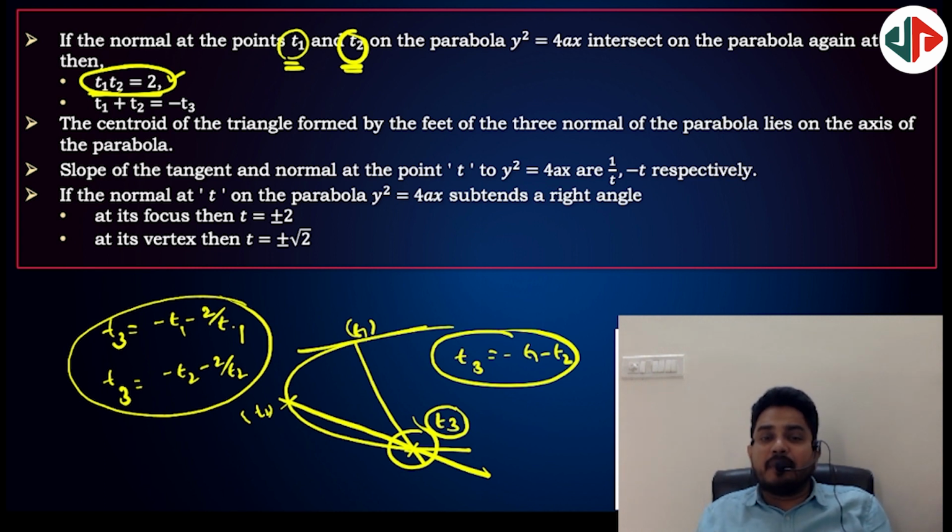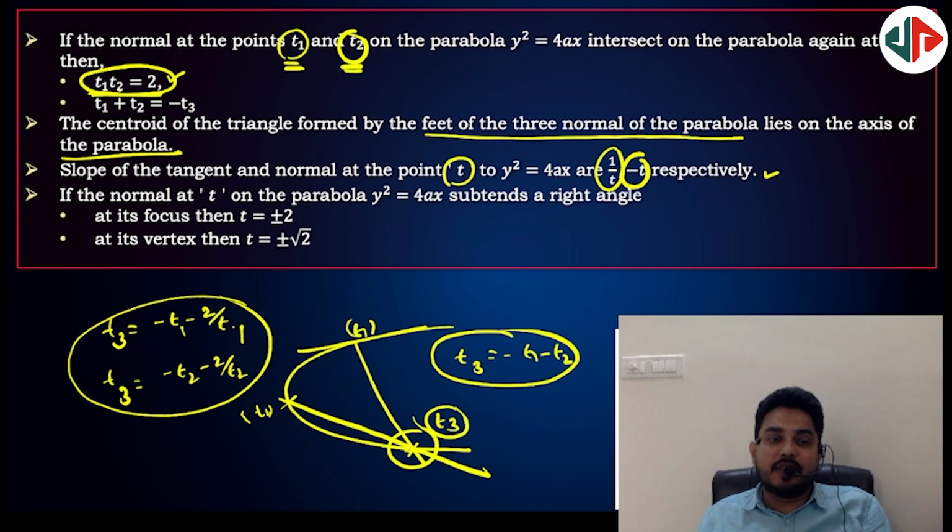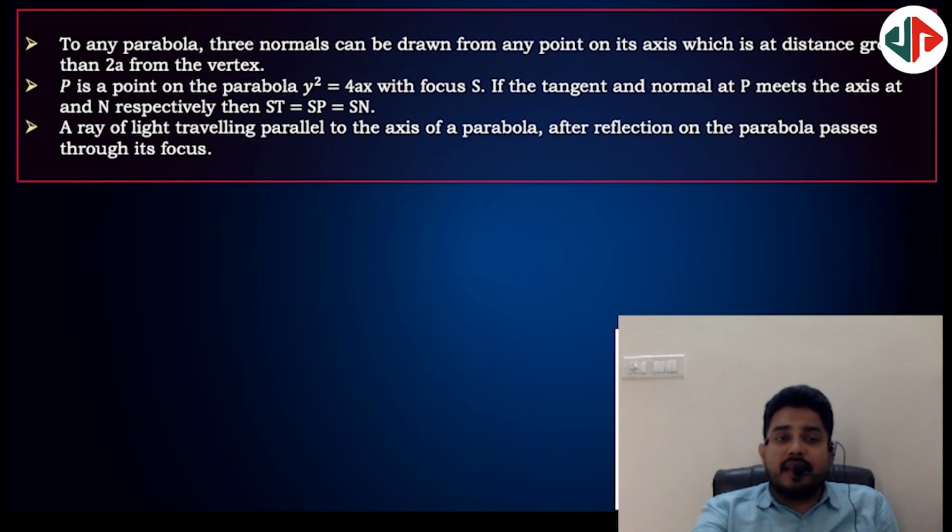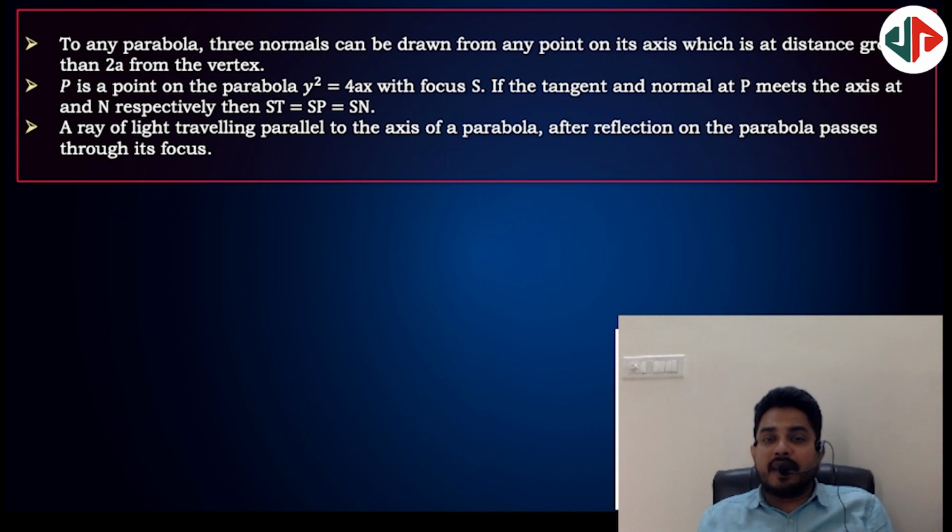The centroid of the triangle formed by the feet of three normals of a parabola lies on the axis of the parabola. Already we discussed. The slope of the tangent and normal at any point t is 1 by t and minus t respectively. If the normal at t on the parabola subtends a right angle at its focus, then t is equal to plus or minus 2, and at its vertex it is plus or minus root 2.